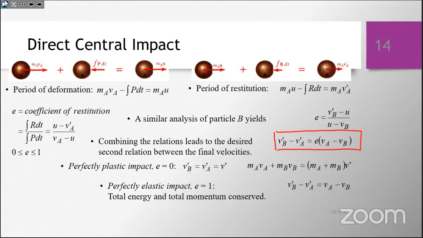So this is the spectrum, right? The closer we are to 1, the more likely we are to bounce away from each other. So the higher the coefficient of restitution, the more likely that impact will bounce. The closer to 0, the more likely they are to stay together after impact.